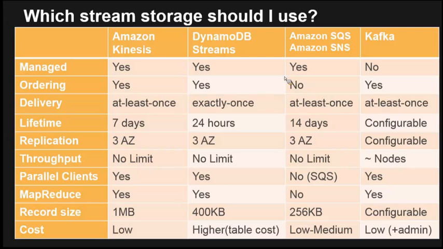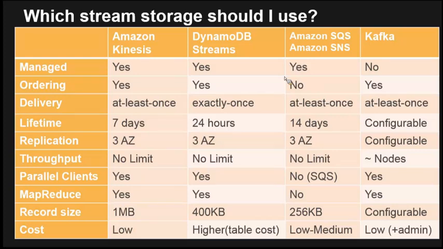In terms of lifetime of the data staying in the systems, for Kinesis the data stays there for 7 days. This is a new enhancement. It used to be 24 hours before. For DynamoDB streams, the data you persist in a stream is kept for 24 hours. The data in the table stays there forever. In the case of SQS and SNS, it's 14 days, and it's configurable in Kafka. And in terms of replication, all the Amazon managed services keep the data in 3 data centers or availability zones. That option is configurable in Kafka. You can choose to keep 2 copies or less. And then in terms of throughput, there's no limit in the amount of throughput that these systems can handle.